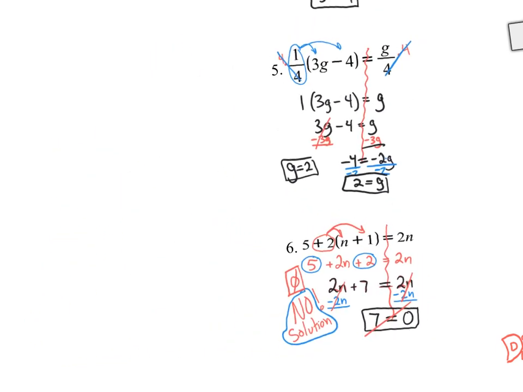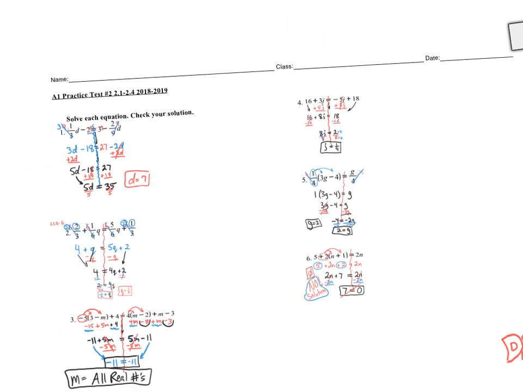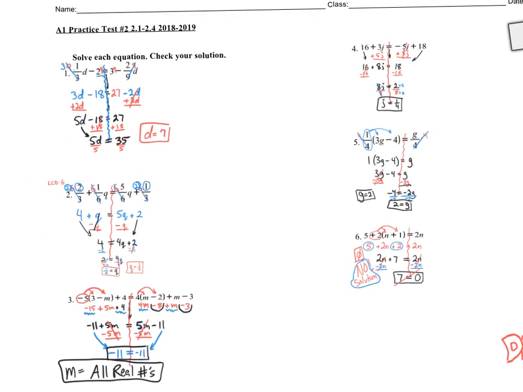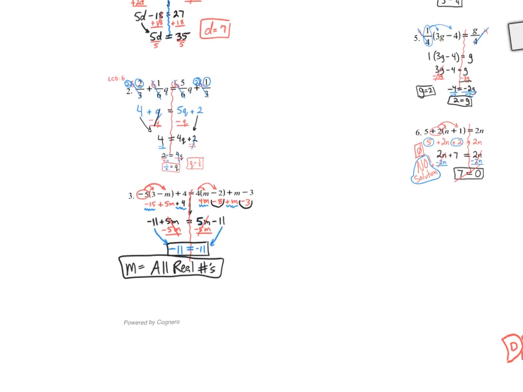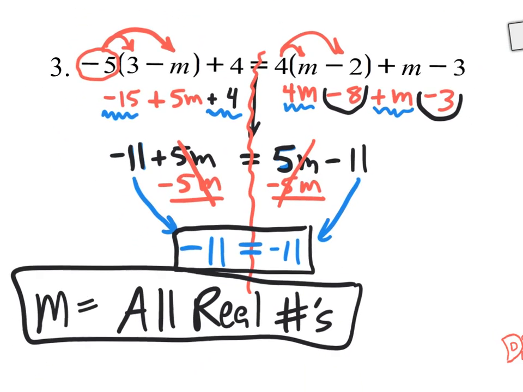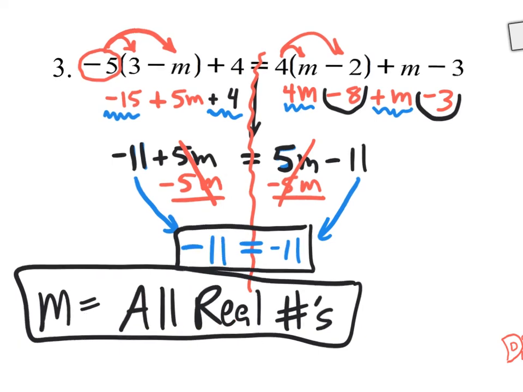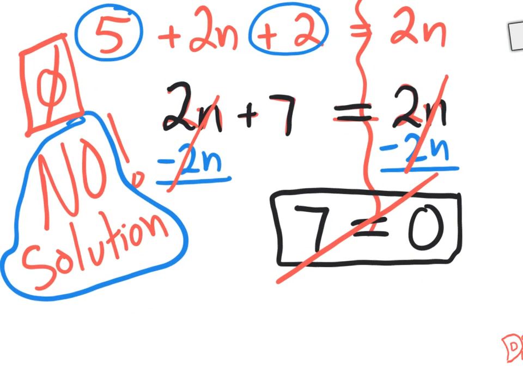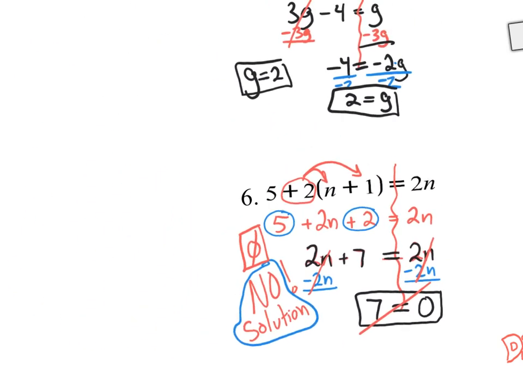So on this video, we covered 3 questions, and 2 of those 3 were special cases. This one was all real numbers, this one was no solution. Again, just to review special cases, when you end up with something that's always true, negative 11 equals negative 11, or 0 equals 0, or 5 equals 5, when it's always true, you say all real numbers. When you end up with something impossible, like 0 equals 7, that's impossible. What do we say? We say no, as in no solution. We'll pick up the second page on the next video.